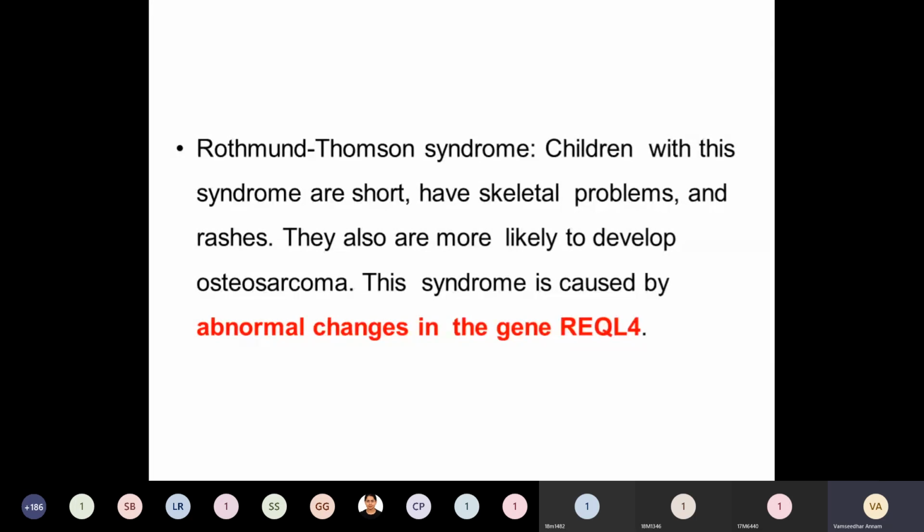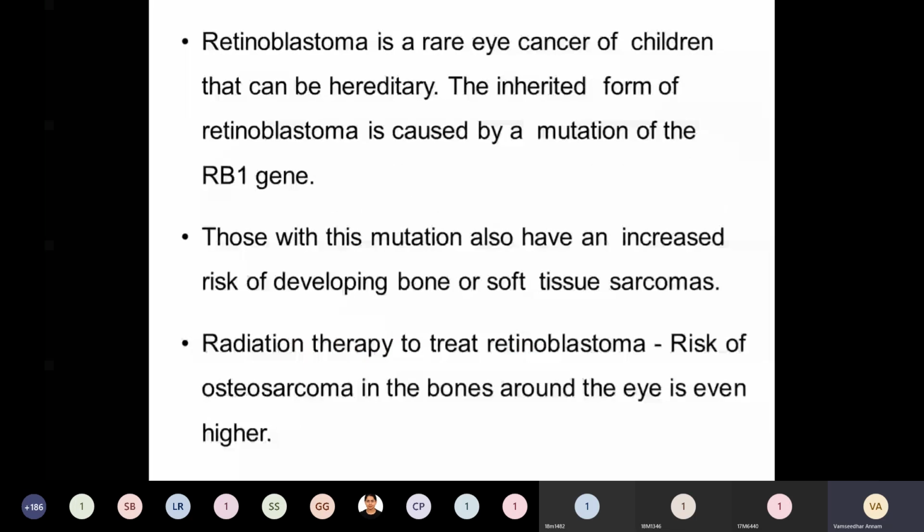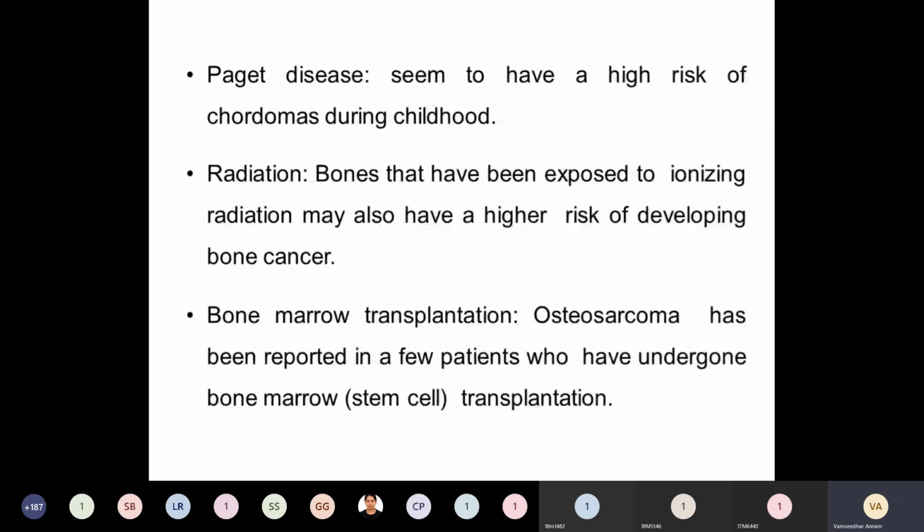RECQL4. The RB gene, as all of you have read in the neoplasia chapter, mutation in the RB gene or mutation in P53 causes malignancy. Those with this mutation usually have increased risk of bone or soft tissue sarcomas. Then radiation therapy, which is used to treat retinoblastoma, also carries a high risk of developing malignancy. Paget's disease has a high risk of chordomas during childhood. Bones exposed to ionizing radiation have a high risk of developing bone cancer. With bone marrow transplantation, osteosarcoma has been reported in a few cases who have undergone it, that is mainly stem cell transplantation.